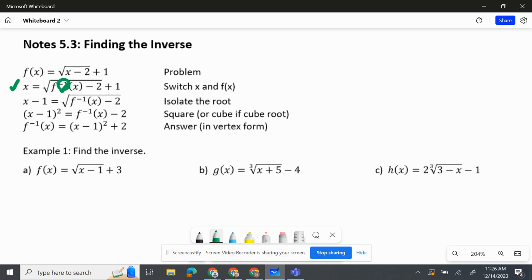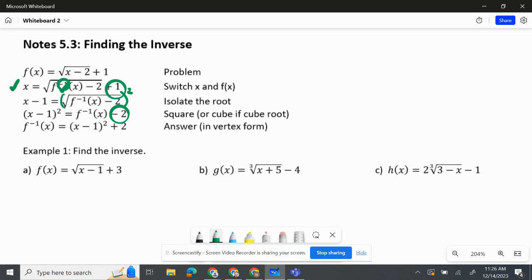And we're going to undo the equation by doing the opposite operation, starting with the outside and then working to the inside. So our first step is to subtract the 1 because we're adding 1. Next step is to get rid of the square root by squaring. And then we add the 2, and that gives us our final answer.